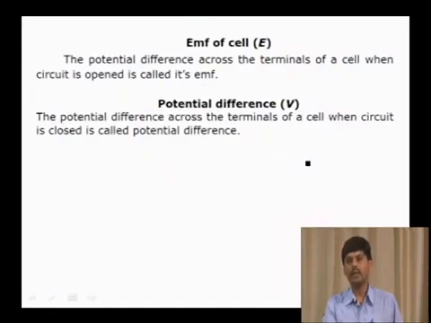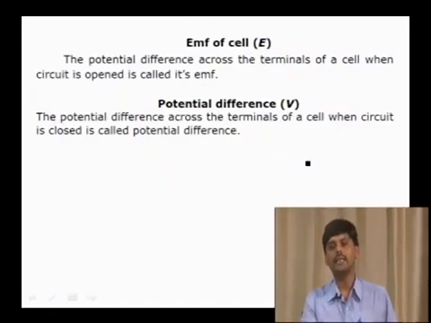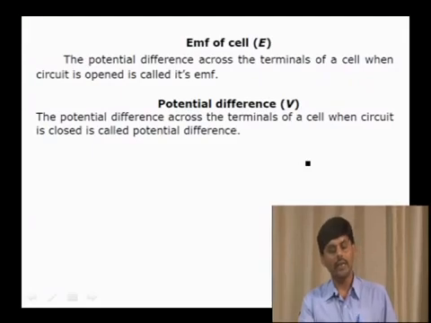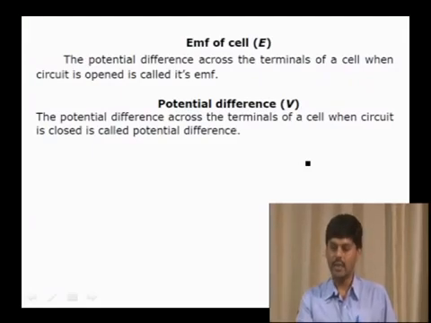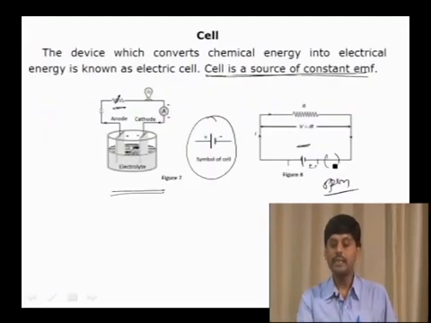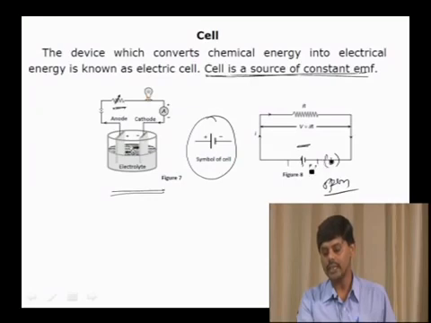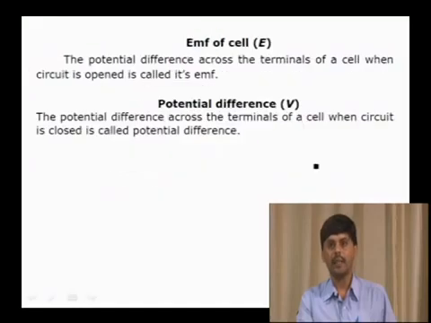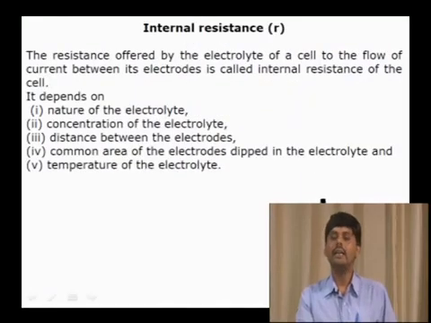Next, terminal potential difference. It is the potential difference across the terminals of the cell when the circuit is closed. If the cell is closed and we measure the potential difference across the cell, then we refer to it as the terminal potential difference. Next, internal resistance.